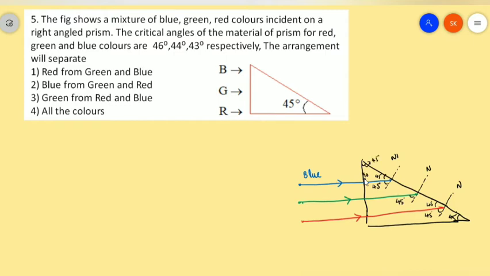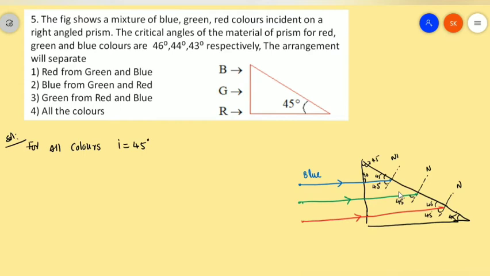This is the normal. This normal should make 90 degrees with the surface. When this is 45 and this should be 45, and this is the incident blue light ray, and this is the normal, the angle of incidence is 45 degrees for all colors. Okay, we can go for the solution. For all colors, the angle of incidence is the same because all colors are incident in parallel. For all colors, the angle of incidence is 45 degrees.